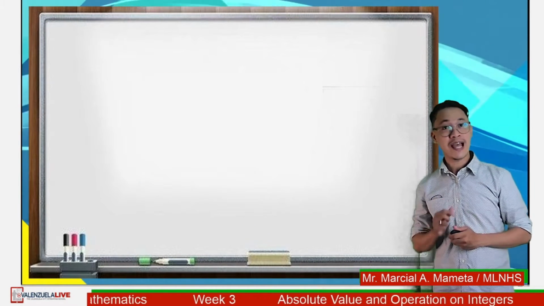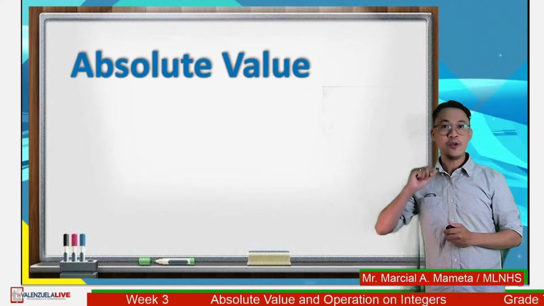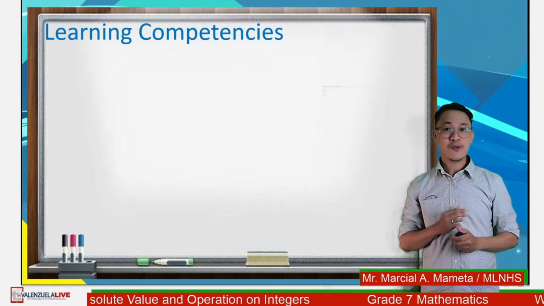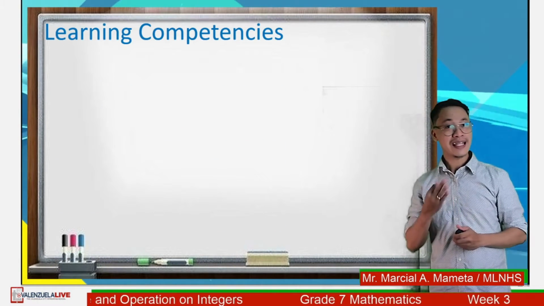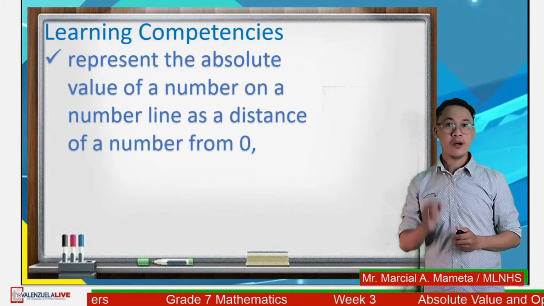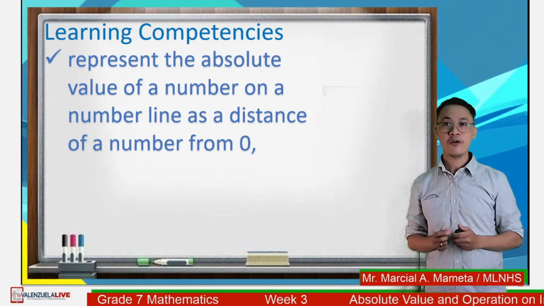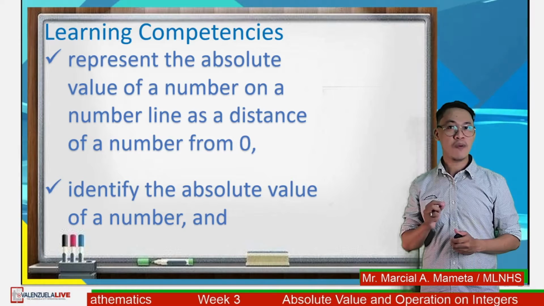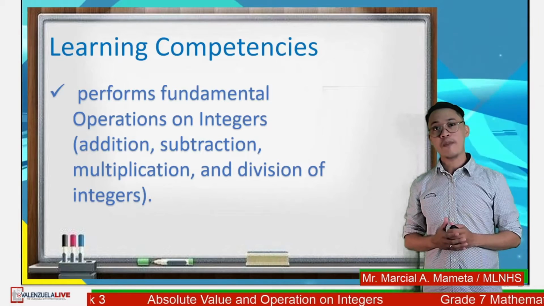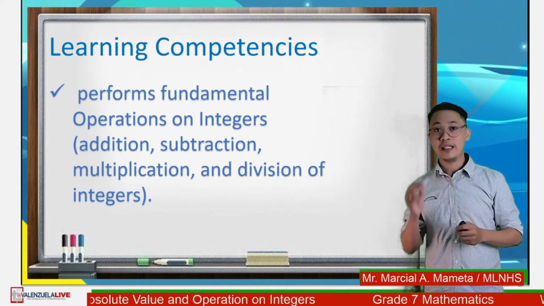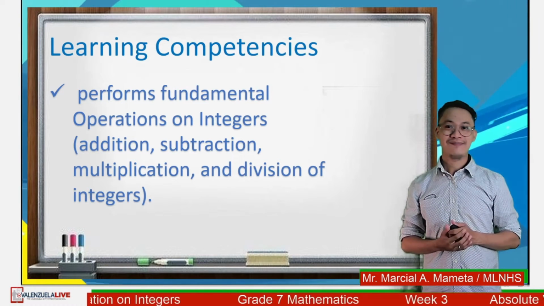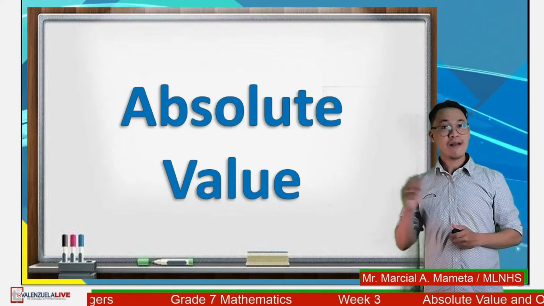The lesson for today's live streaming is all about the absolute value and operations on integers. At the end of this live streaming session, you should be able to learn 3 competencies. Represent the absolute value of a number on a number line as a distance of a number from 0. Identify the absolute value of a number and perform fundamental operations on integers, such as addition, subtraction, multiplication, and division of integers. Let us discuss first the absolute value.